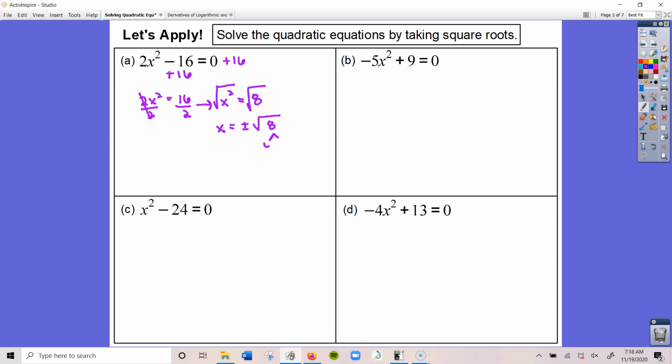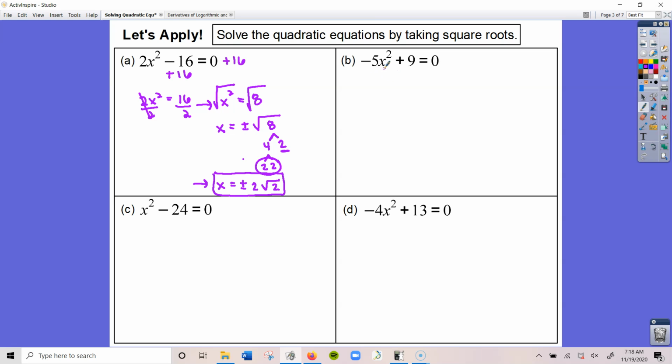8 is broken down to 4 and 2. And 4 can be further broken down to 2 and 2. So here's a pair, and this 2 is by itself. Therefore, I can rewrite my final answer as x equals plus or minus the 2 that has to stay, this 2 that gets to go outside, so 2, and then the 2 that has to stay inside. So x is equal to plus or minus 2 square root of 2.